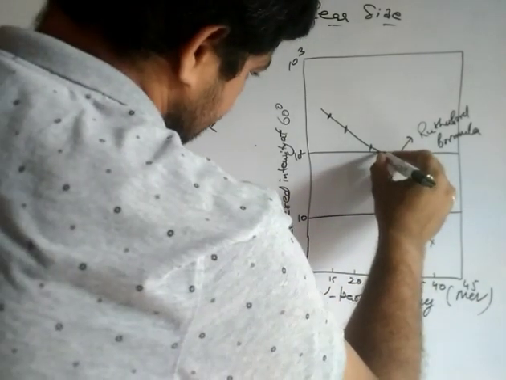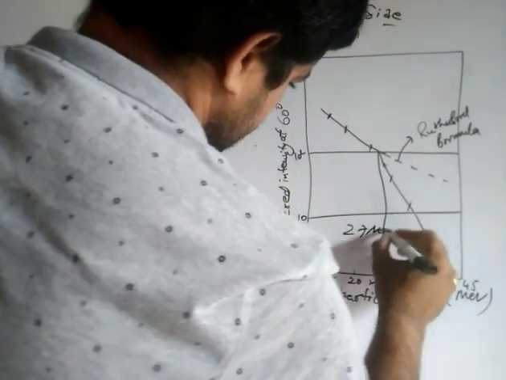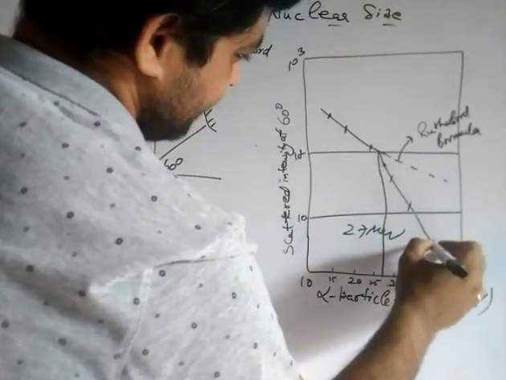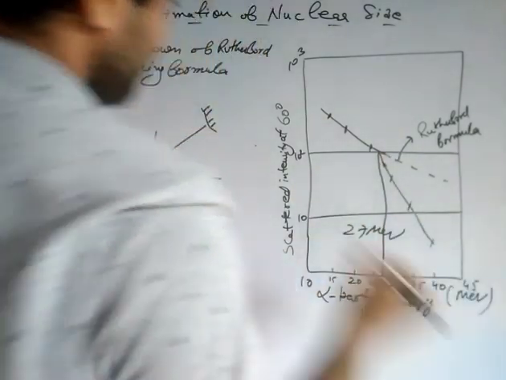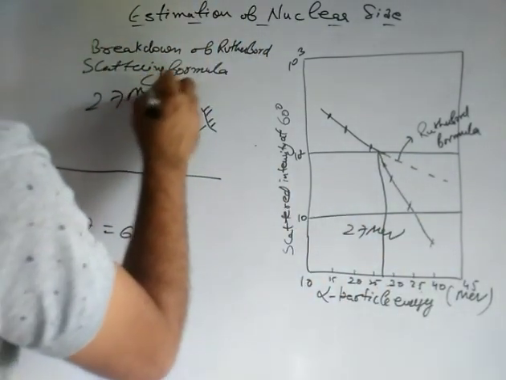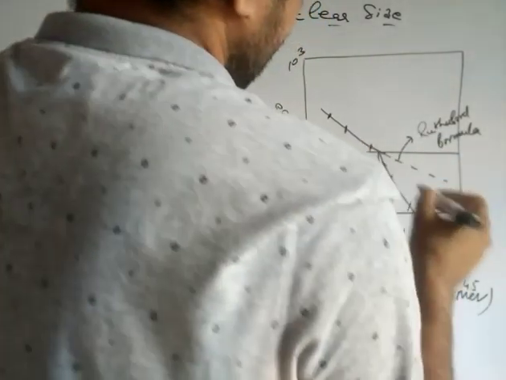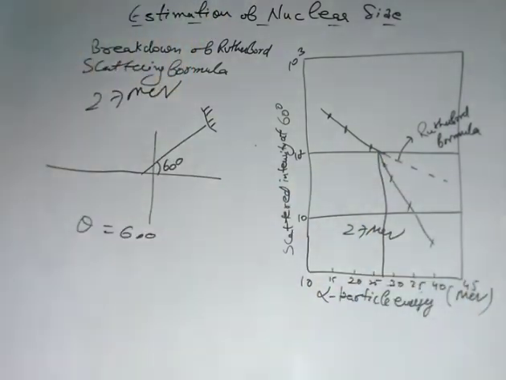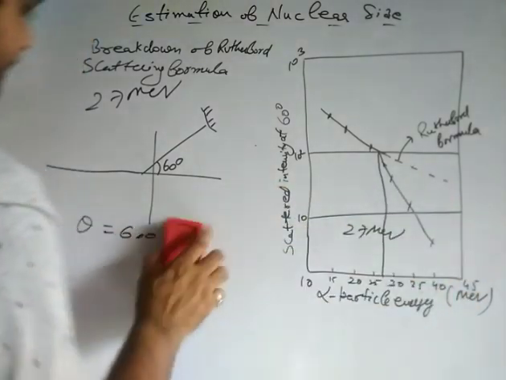Now at this energy, roughly 27 mega electron volt, you can see these are your experimental data points, and this is your theoretical Rutherford formula. For energies greater than 27 mega electron volts, the Rutherford scattering formula is no longer valid and you are getting your data points along this line. So what does it mean? What is the implication of this graph?